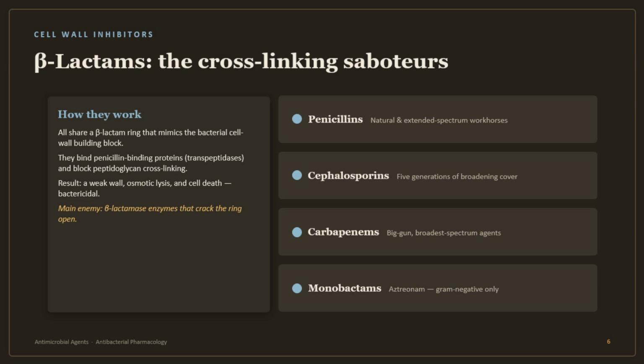The beta-lactam family has 4 members. We'll explore the penicillins, our natural and extended spectrum workhorses; the cephalosporins, with 5 generations of broadening coverage; the carbapenems, our big gun broadest spectrum agents; and the monobactams, basically aztreonam, which covers gram-negatives only. Let's break each of these down.